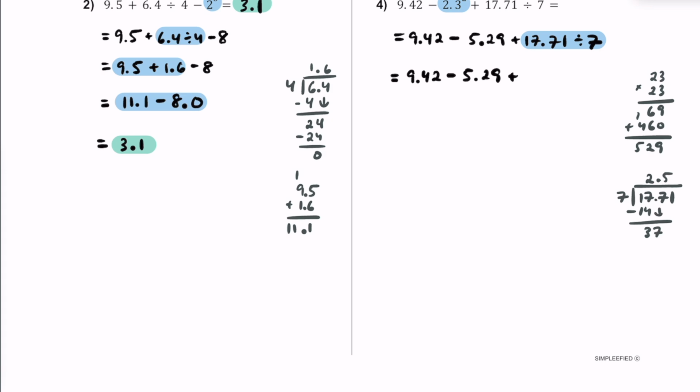7 times 5 is going to be 35. We have a remainder of 2. And then bring down the 1 here. 7 into 21 is 3 times. Let's put a 3 here. 3 times 7 is 21. We have a remainder of 0. So this is going to be 2.53. Between subtraction and addition, let's do the subtraction here.